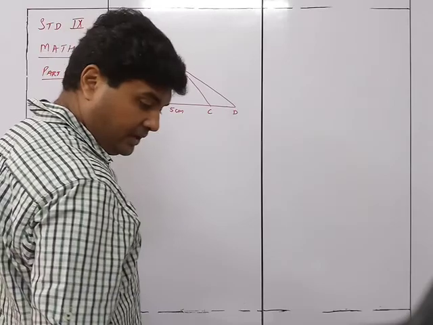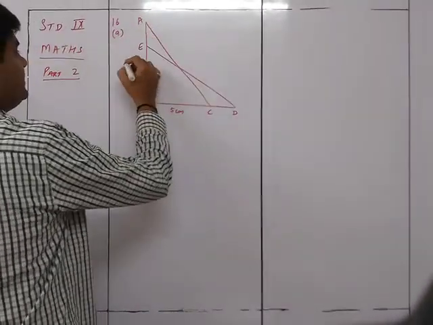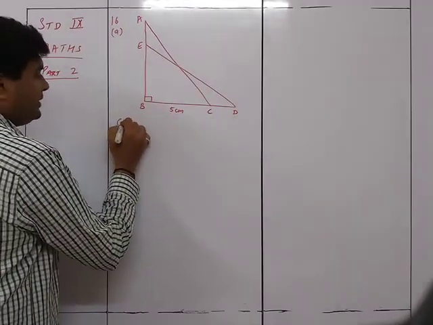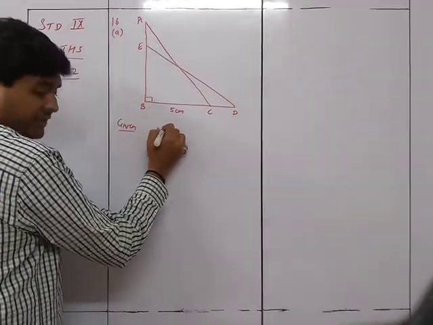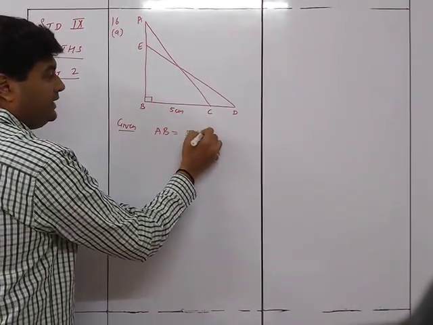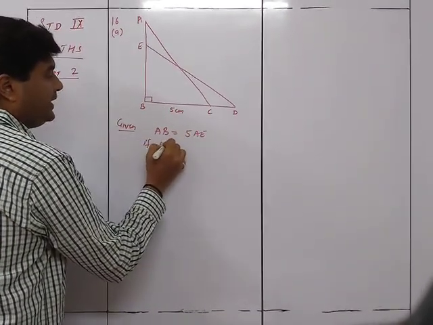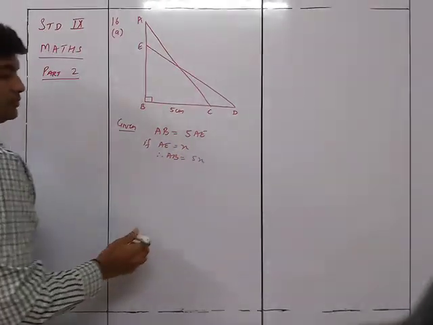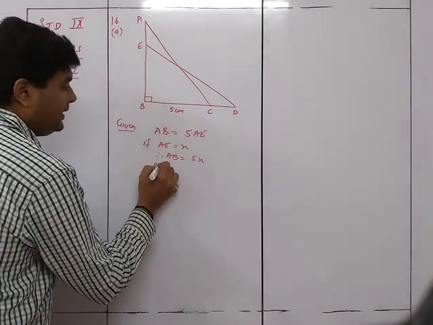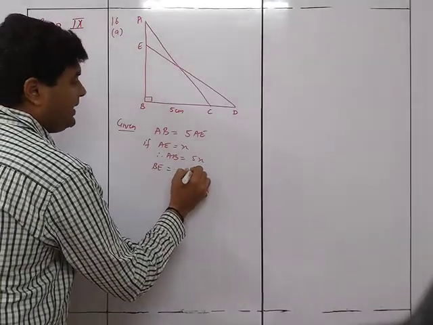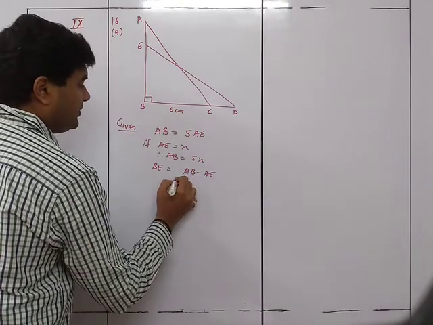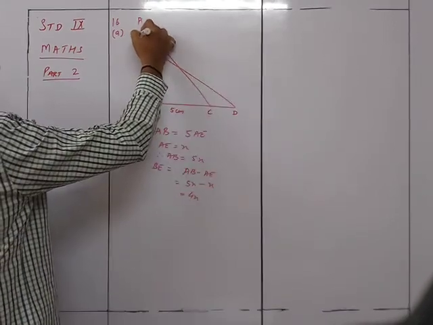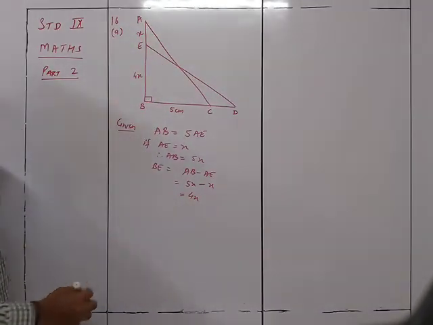Angle B is 90. AB is 5 AE. So this is very important. Let's see this one. It is given that AB is equals to 5 AE. So if AE is equals to x, therefore AB will be equal to 5x. And BE will be equal to how much? AB minus AE is equals to 5x minus x is equals to 4x. So you can see this part is x and this part is 4x.